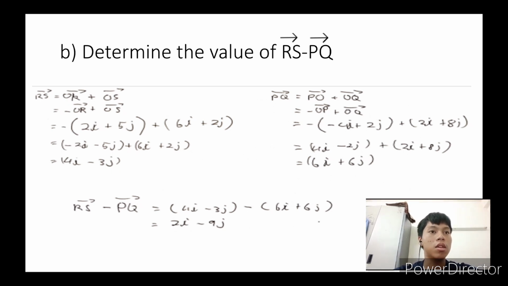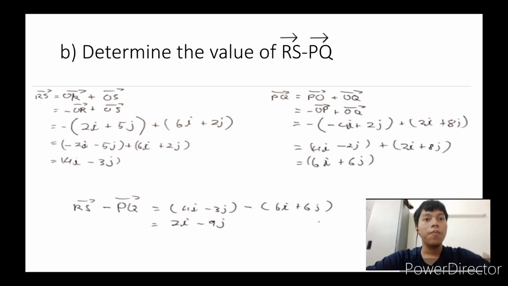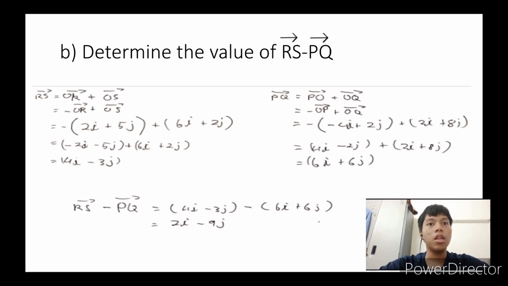Go to the final answer, RS minus PQ. Take back the answer from before: 4i minus 3j minus 6i plus 6j equal to i minus 9j.